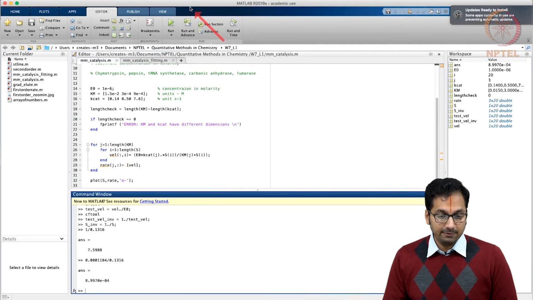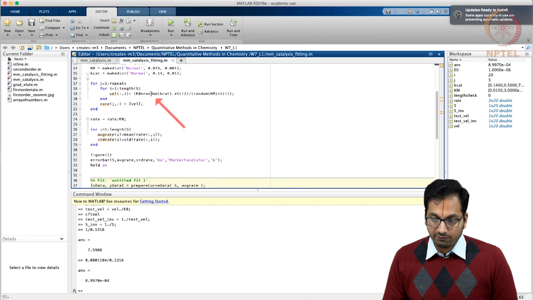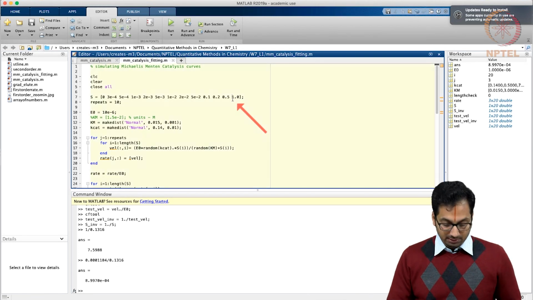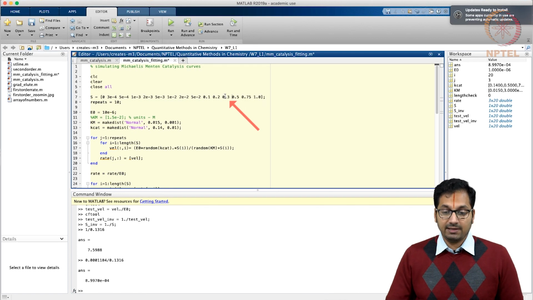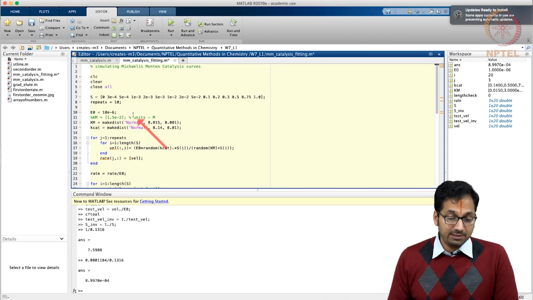So let's go back here. So I've written another code to perform the same. So let's take a similar type of concentration that we would like to work with for the enzyme, and this time we are taking the chymotrypsin example.